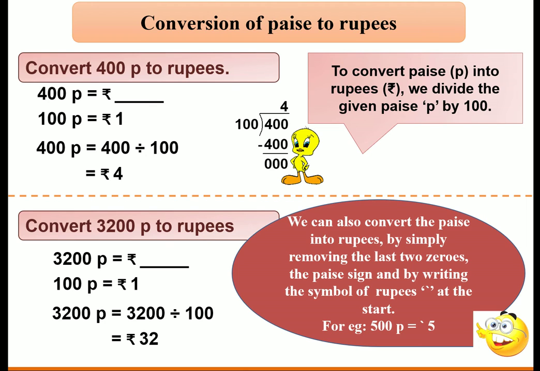Means 200 paise is equal to 2 rupees, 300 paise is equal to 3 rupees, 600 paise is equal to 6 rupees, 1200 paise is equal to 12 rupees, 9900 paise is equal to 99 rupees. Thank you, shortcut.